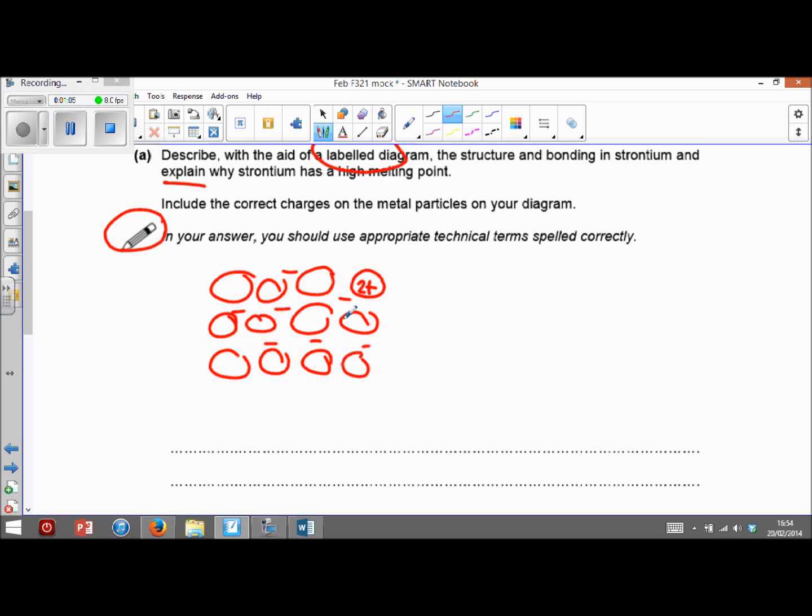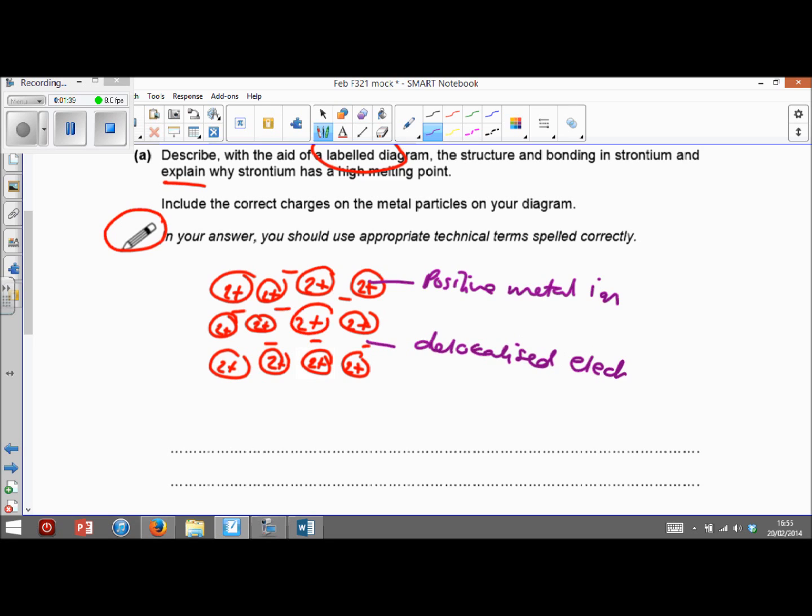But a lot of you just put plus. It's not just plus, it's 2 plus. It's a group 2 metal. It loses 2 electrons. Okay, group 2. Got to have all these labelled as group 2, not just plus, 2 plus. Labelled. Yeah, if you didn't label it, you can't get the marks.